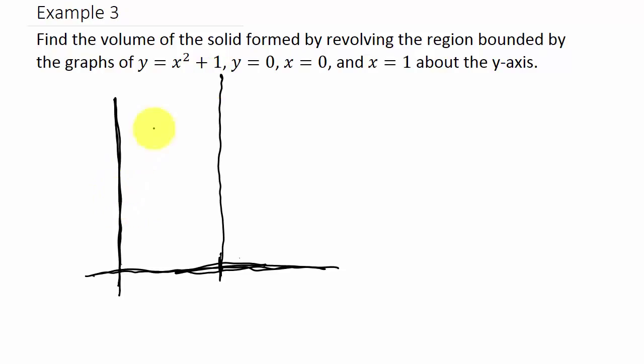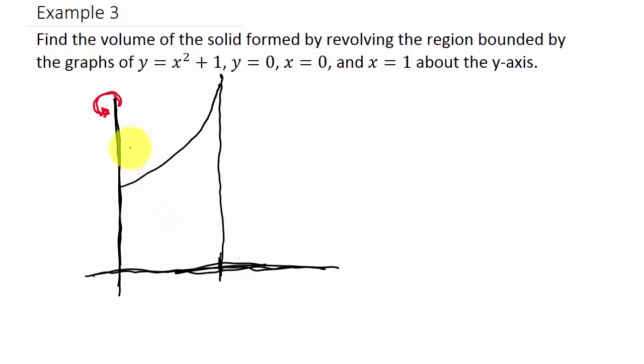Now let's graph y equals x squared plus 1. Alright, so that's a parabola that opens upward. The vertex is going to be at 0, 1. So it's going to look something like this. Okay. Alright, now we're revolving around this axis here, the y-axis. Okay, so let's look at this for a minute.